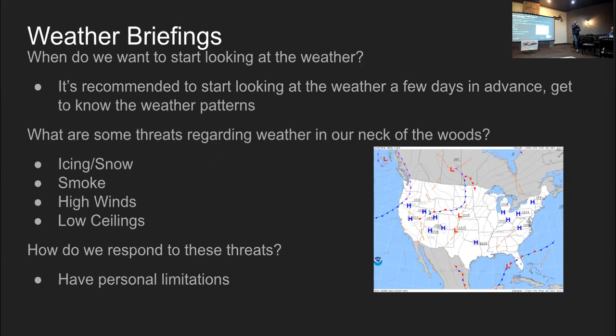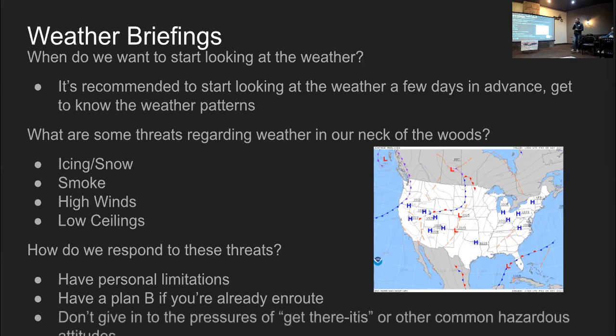So just know that, hey, these are my personal limitations, and you can expand on those limitations with a certified flight instructor or somebody else who has adequate experience and wants to kind of train you along the way. So just keep that in mind, and those are ways that you can identify a threat and hopefully mitigate it rather easily. Have a plan B if you're already en route. We talked about that a little bit already. And then don't give into the pressure for get-there-itis and other common hazards, right?